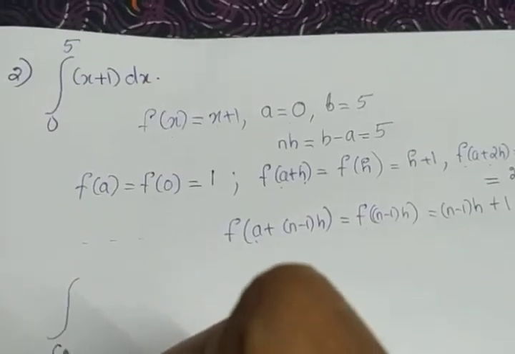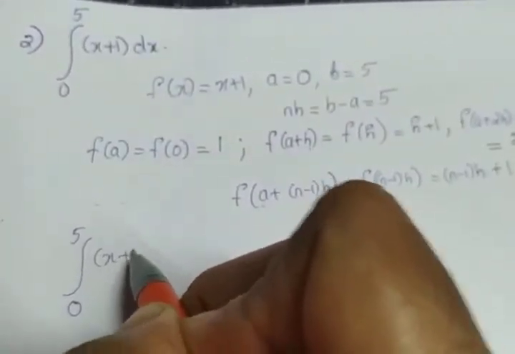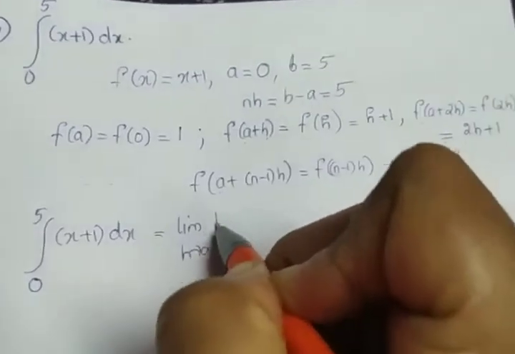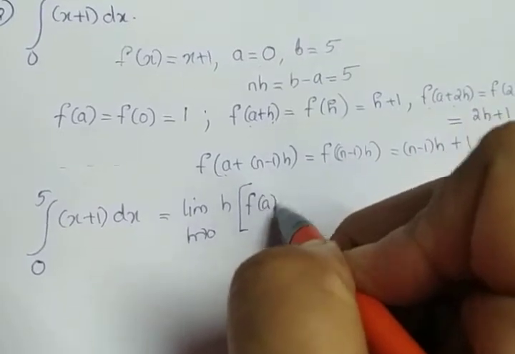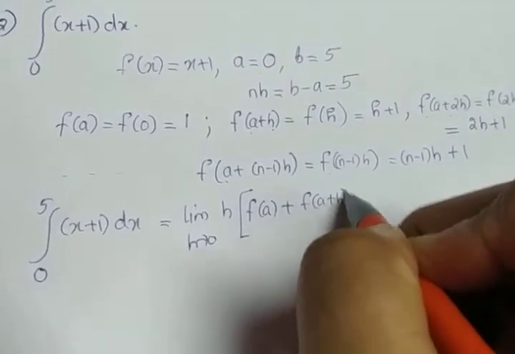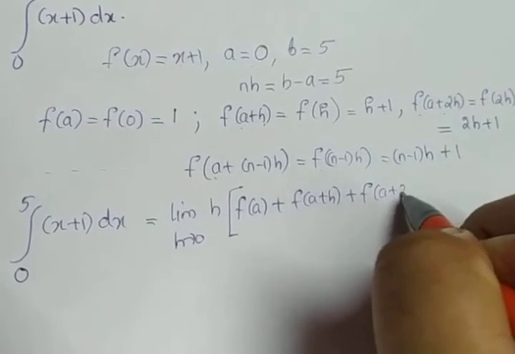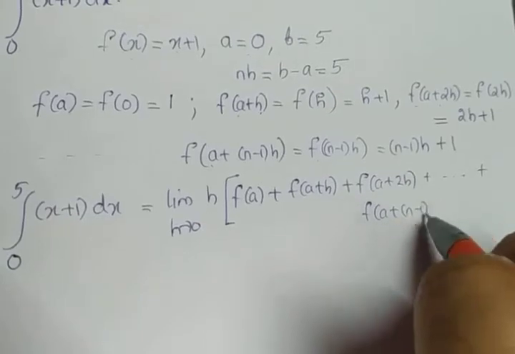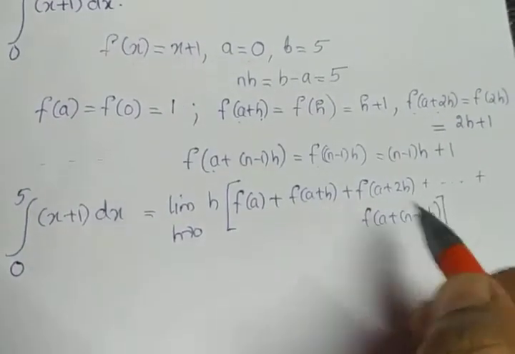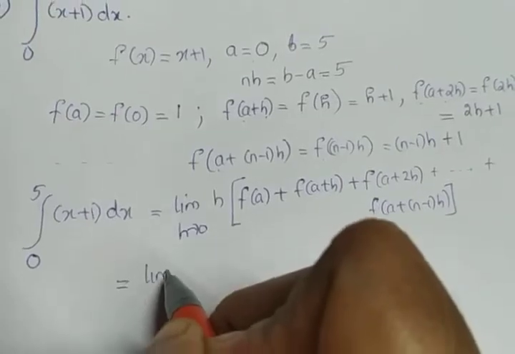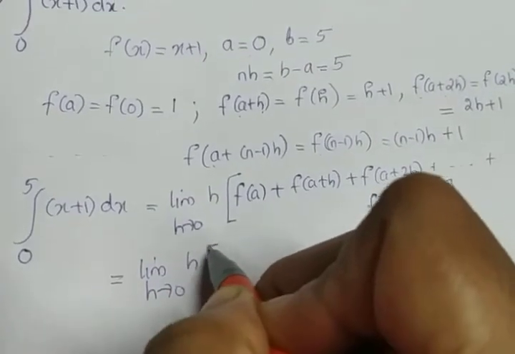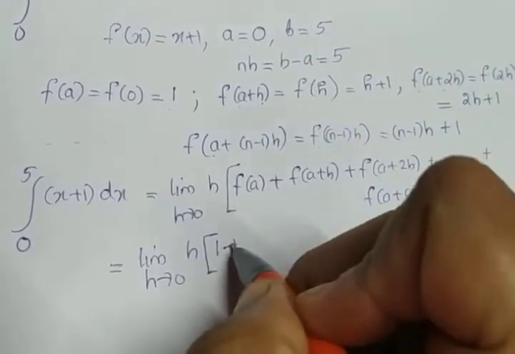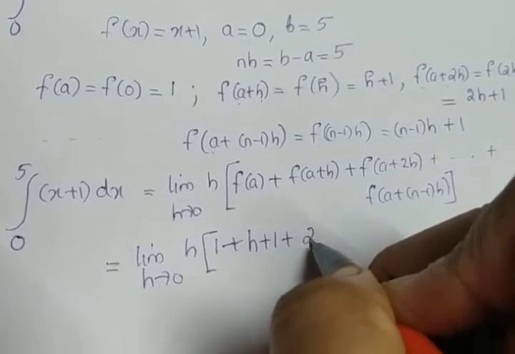Again, write the formula: integral 0 to 5 of f of x dx, that is x plus 1 dx, equal to limit h tends to 0, h into f of a plus h plus f of a plus 2h plus etc. plus f of a plus n minus 1 into h. And there are n terms inside the bracket. Substitute the values. Limit h tends to 0, h into f of a, which is 1, plus f of a plus h, which is h plus 1, plus the next term, 2h plus 1.